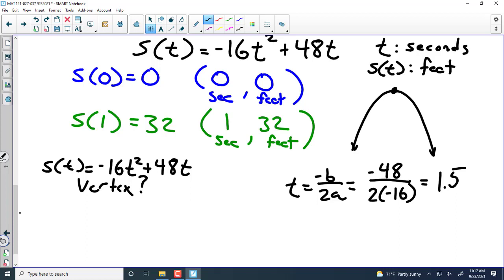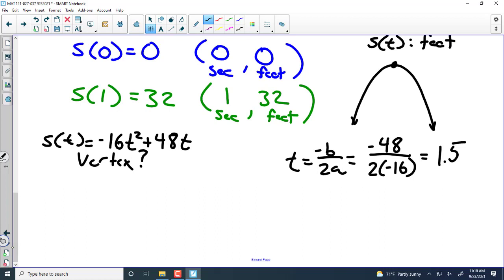Oh, I get it. This thing's going to go 1.5 feet up in the air. Wait, do I get it or am I confused? What does that 1.5 represent? The seconds. That's how long it takes to get to its maximum height. So that's the x value of the vertex, but that means 1.5 seconds to maximum height.